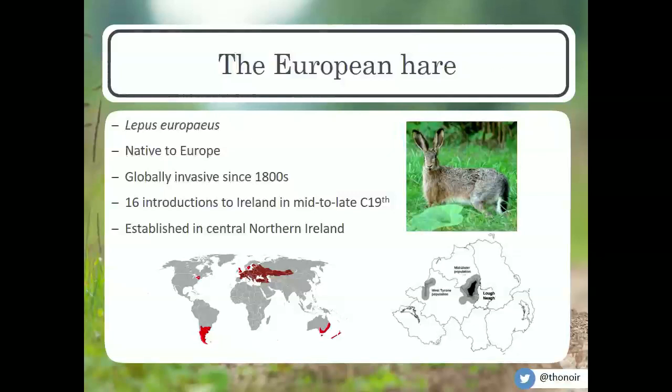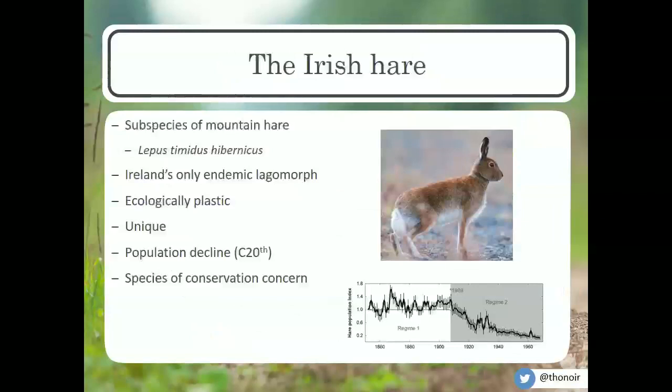They were introduced to Ireland in the 1800s for the field sport of hare coursing. Many of the introduced populations failed to take, and there's one large population remaining in Mid-Ulster here. Origin unknown, we don't have a date or origin source for that. And that's actually my study area. And then we have the Irish hare, Lepus timidus hibernicus, which is a subspecies of mountain hare.